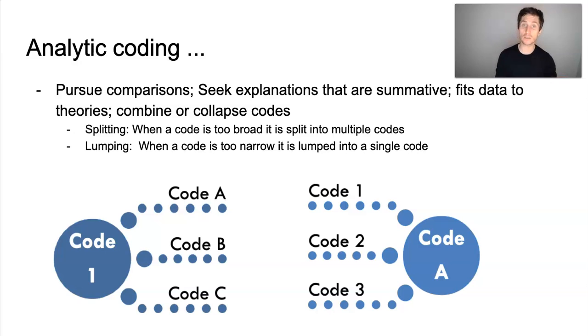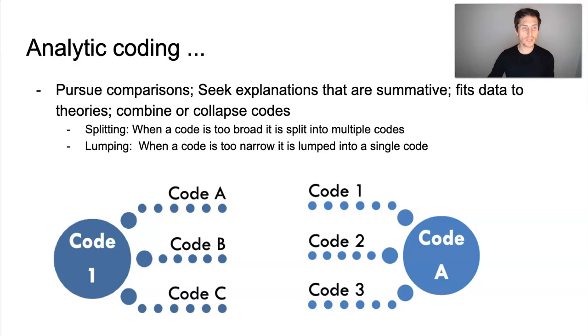There are 2 main activities that typically happen at the analytic coding stage. In revisiting the thematic codes that we've developed, we either need to lump codes together. That is, we have a number of codes that are maybe too narrow, and so we put those together into something more general. Or we have a code which is too broad and it needs to be split into multiple codes. Qualitative scholars often refer to this as splitting or lumping. So code 1 may be split into code A, code B, code C. For lumping, we may have codes 1, 2, and 3, which are so similar we can combine them all into code A.